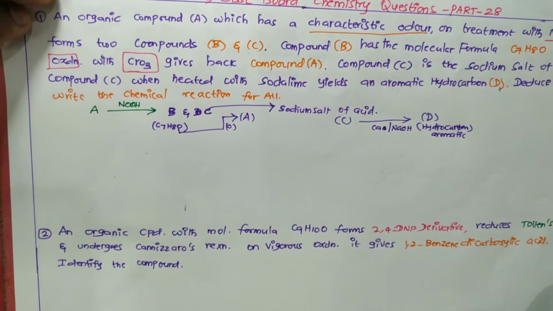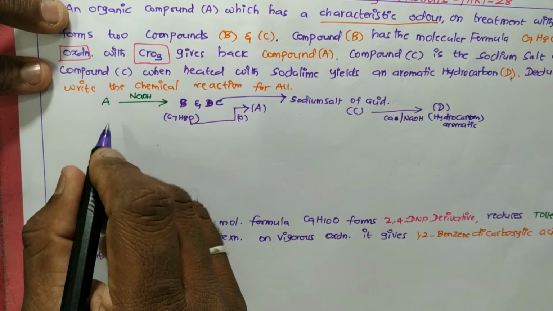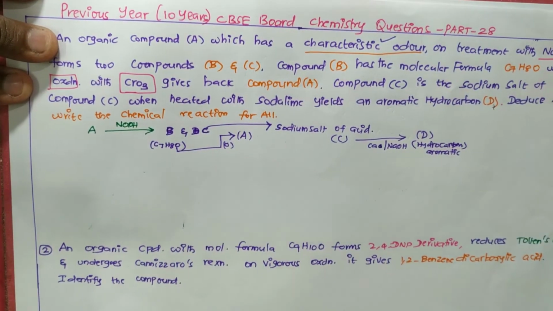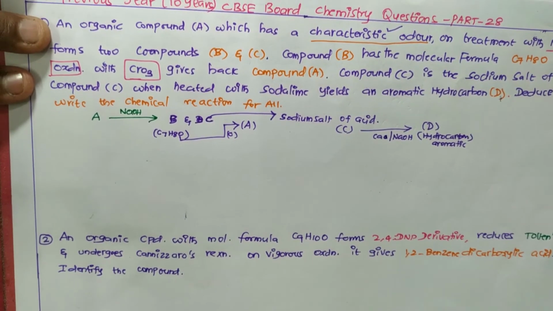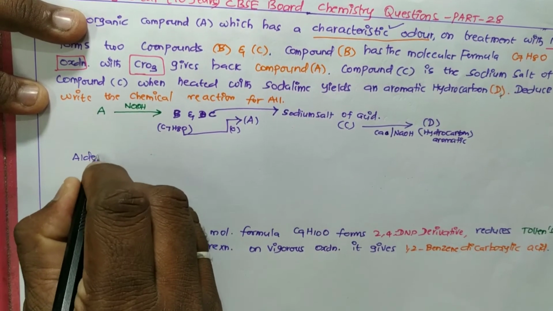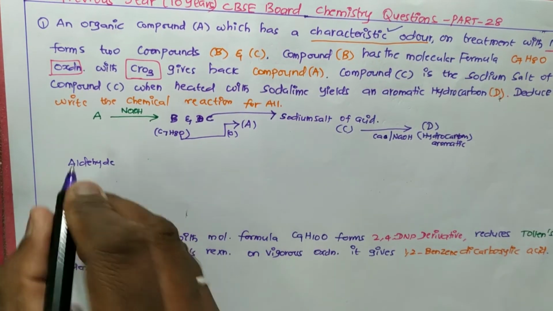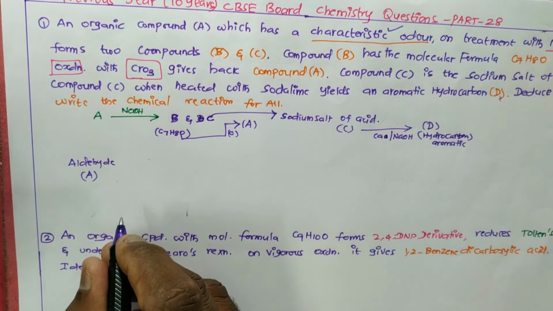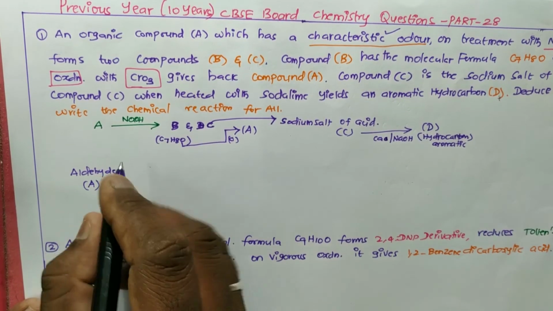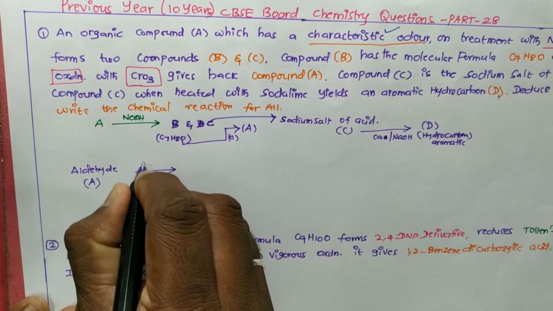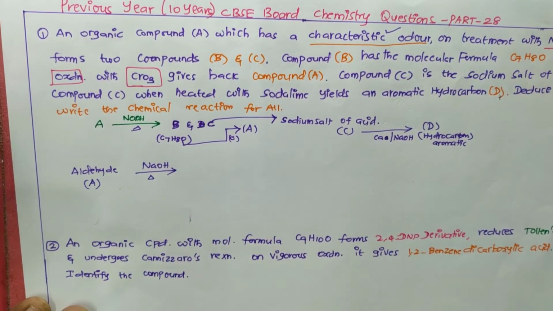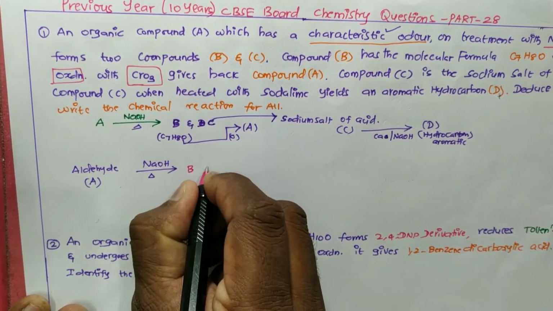Here we have to write the structure first. For compound A, the first clue given is the characteristic odor. Usually aldehydes have characteristic odors, so it may be an aldehyde. Say, for example, benzaldehyde particularly gives a characteristic odor, so that may be benzaldehyde. If it reacts with NaOH and heat, I will get products B as well as C.